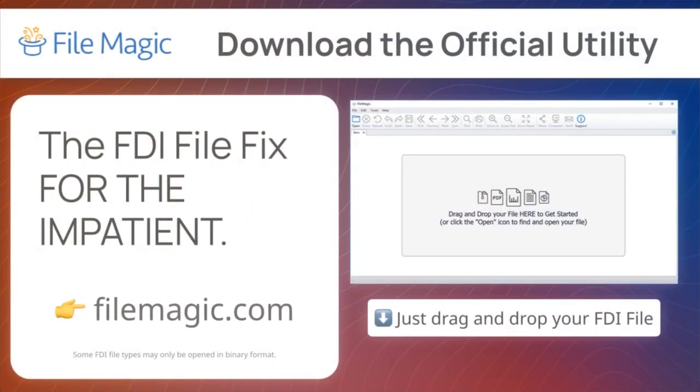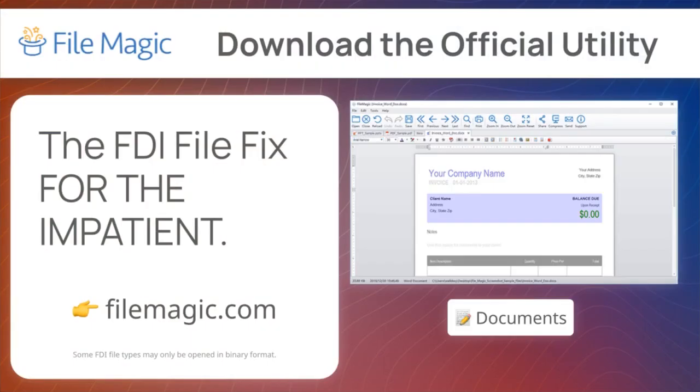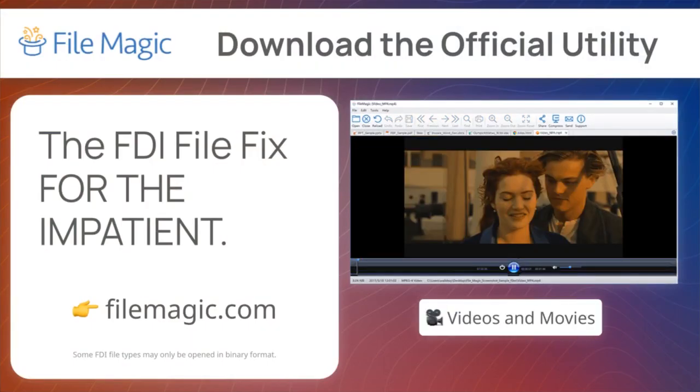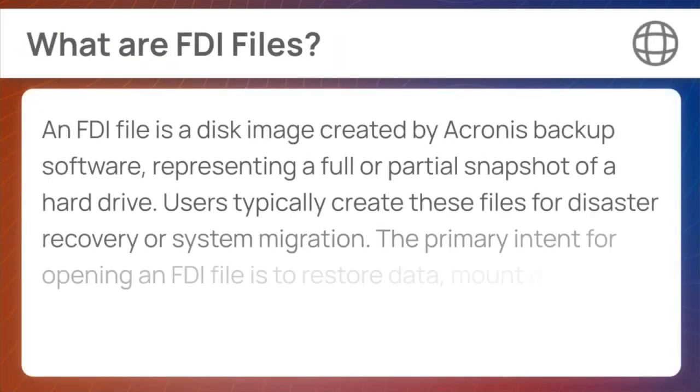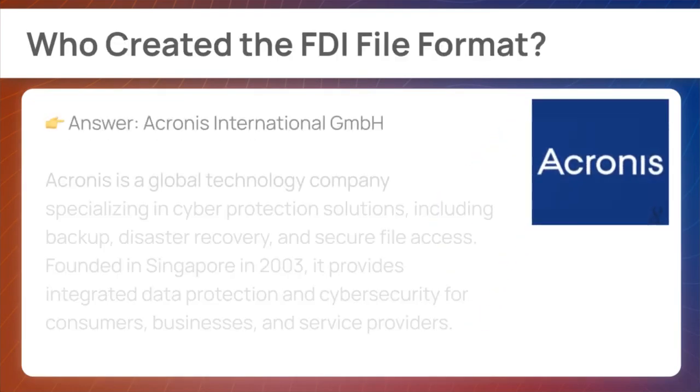Before we wrap up, I want to emphasize our final step. We will showcase how a single, robust FDI file inspection utility offers maximum efficiency by solving hundreds of file type issues. An FDI file is a disk image created by Acronis backup software, representing a full or partial snapshot of a hard drive. Users typically create these files for disaster recovery or system migration.